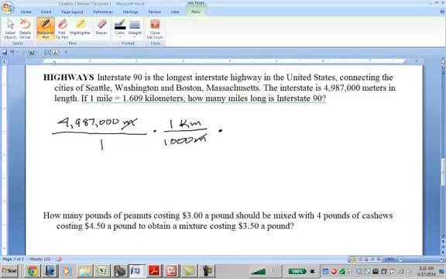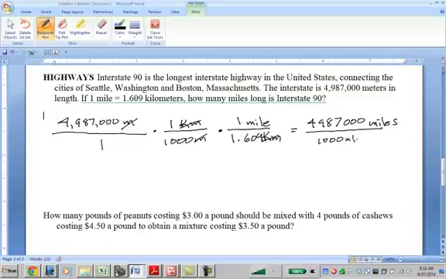And now we're able to use this unit here. So notice that we want to change from kilometers to miles, so we're going to put 1.609 kilometers, because we want that unit to cancel, so we're going to put it in the denominator, and we're going to put 1 mile in the numerator. So now kilometers cancel, and this equals 4,987,000 miles, that's the units, over 1,000 times 1.609. Now you can use your calculator with this.